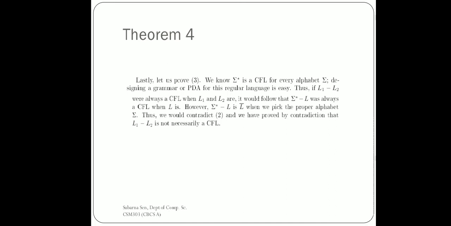So firstly, if we assume that L1 minus L2 is a CFL, and we have assumed that both L1 and L2 are CFL, then this is possible if we find any language L by subtracting it from sigma star, but this is not possible because we have to consider the strings which are under sigma only. So this cannot hold, right, always.